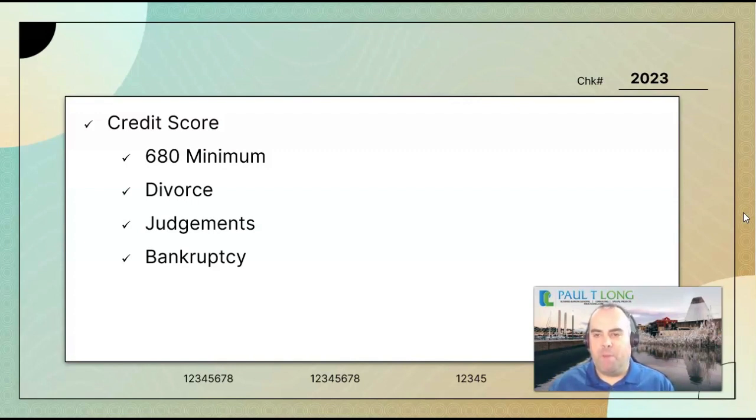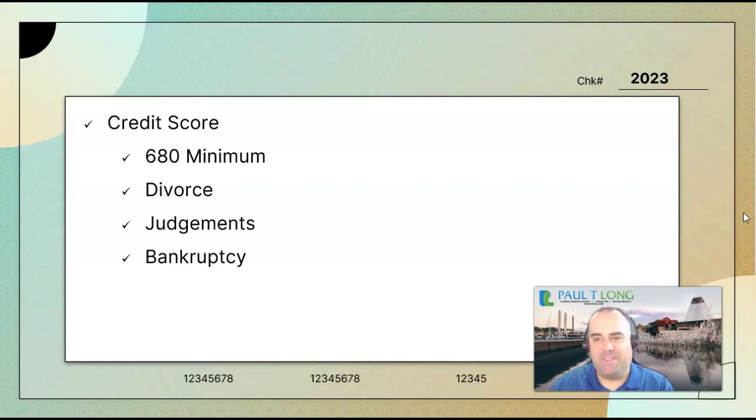Divorce. Now keep in mind, a divorce is not a reason for bad credit. People go through divorce and can still have good credit. It's what happens during the divorce that is usually the issue on credit. So if there is a divorce, we're going to want to know about it. We're going to want to understand the story. Do you have any sort of judgments against you? Do you have any bankruptcies?